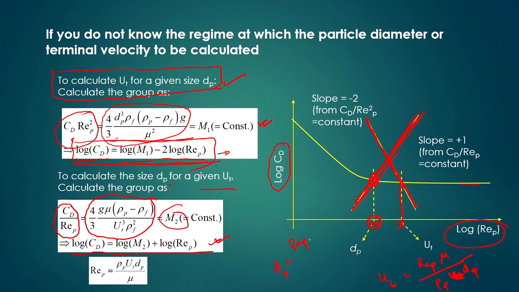So from this log REP value, dp can be calculated like this. Here REP is known from this value, and then into mu by rho p into ut, because here ut is given to you and dp is to be found. In this way you can easily calculate the terminal velocity and particle diameter at any flow regime.